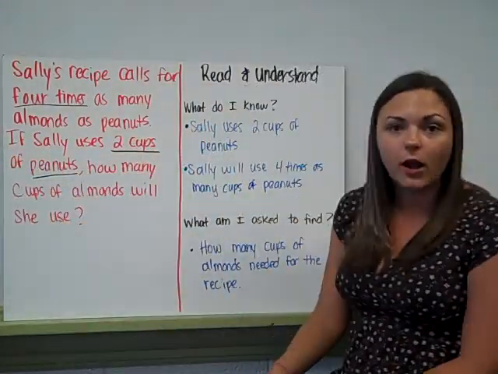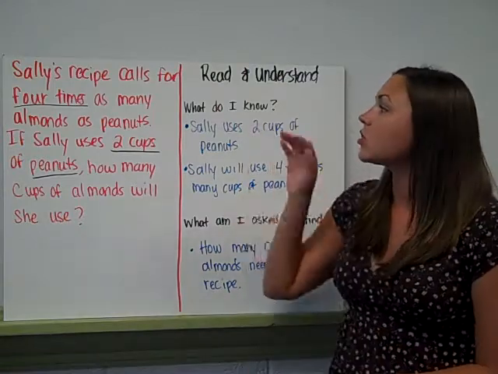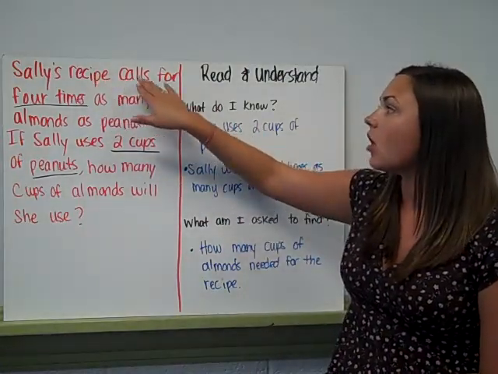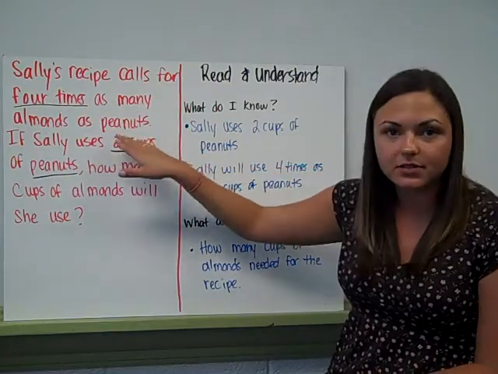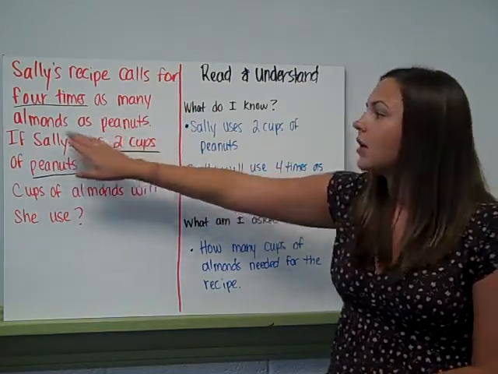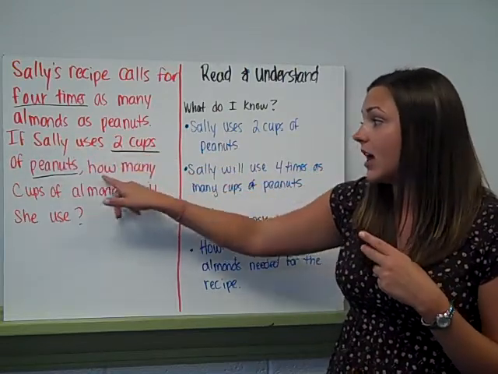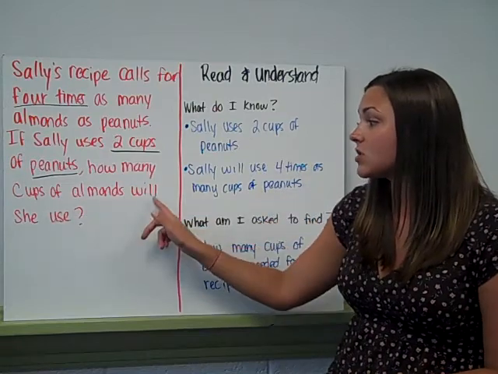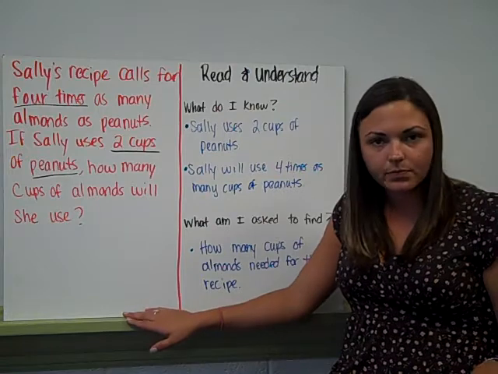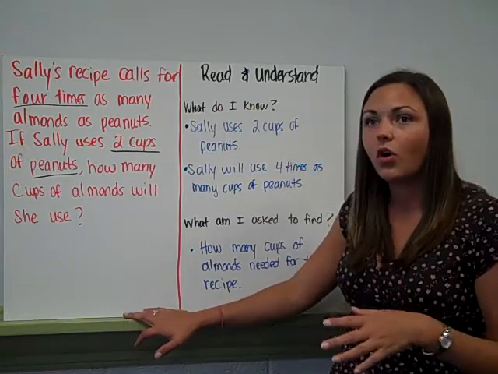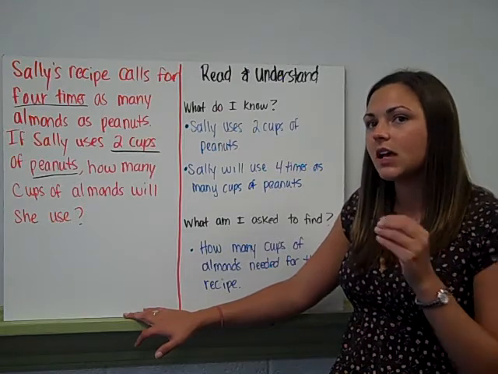Now we're going to look at another problem. We're going to look at Sally, and she's making a recipe. Sally's recipe calls for 4 times as many almonds as peanuts. If Sally uses 2 cups of peanuts, how many cups of almonds will she use? Okay, read it again. Sally's recipe calls for 4 times as many almonds as peanuts.